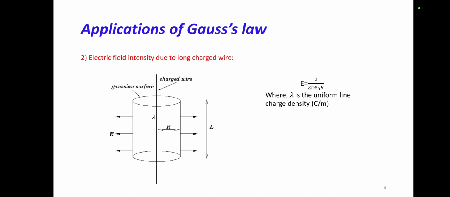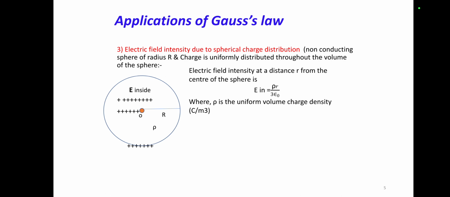So the electric field intensity due to a long charged wire is equal to lambda upon 2 pi epsilon naught r, where lambda is the uniform line charge density, that is coulomb per meter.